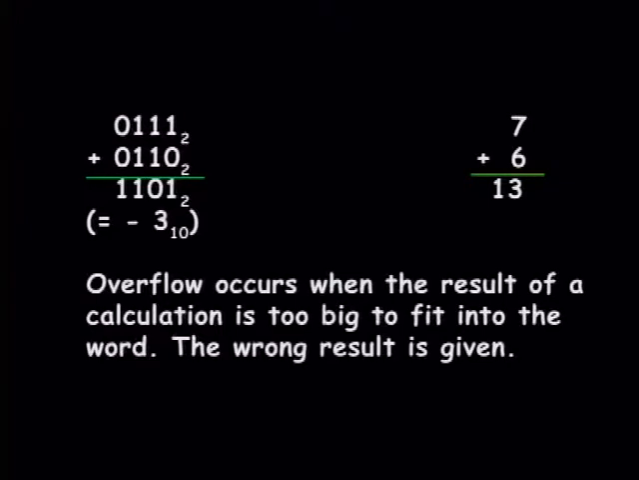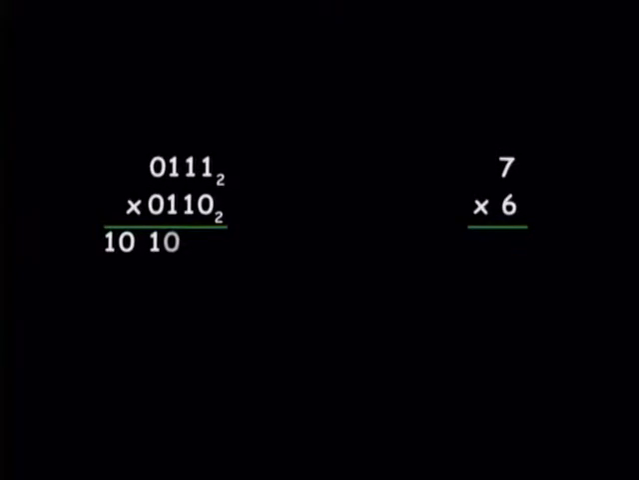The wrong result or answer is given as output. The same thing would happen if I try to multiply 7 and 6. I should get the answer 42. But again, that is too big to fit into 3 bits. The extra bit simply gets lost, and the 1 in the leftmost bit again tells us this is a negative number.